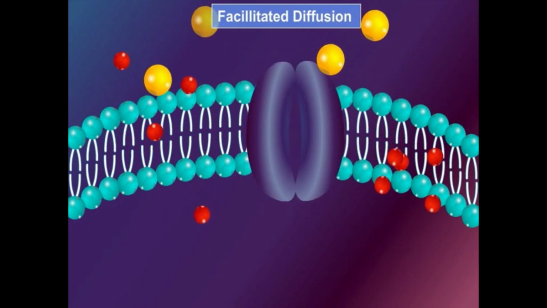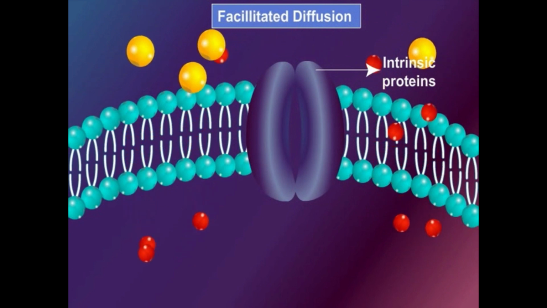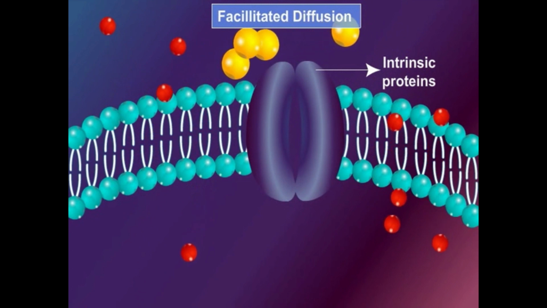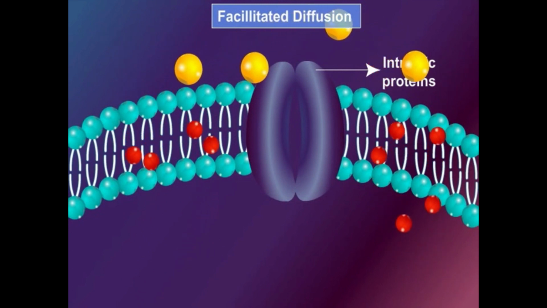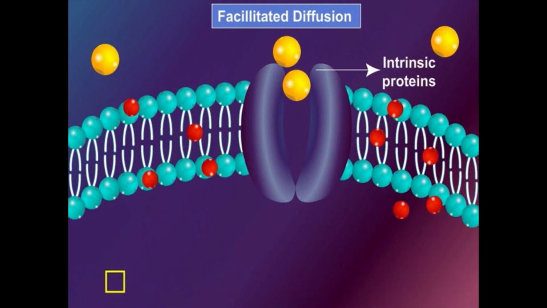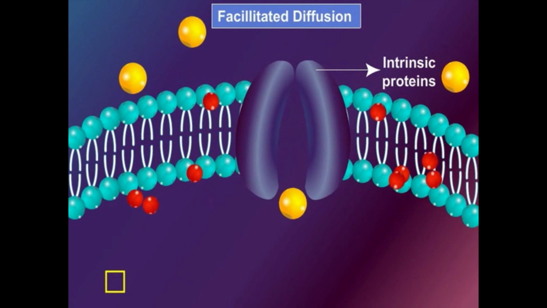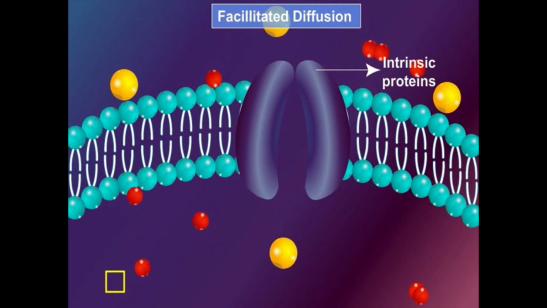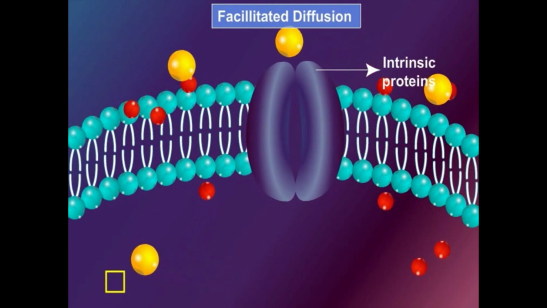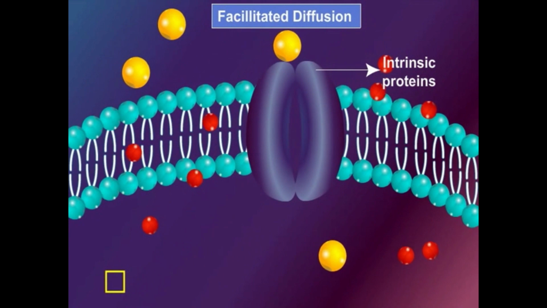Now the transport protein involved here is intrinsic. That is, it completely bridges the membrane. It also acts as a binding site for the specific molecule or ion to be transported. After binding the molecule, the protein changes shape and carries the molecule across the membrane where it is released. The protein then returns to its original shape and it waits for more molecules to transport.